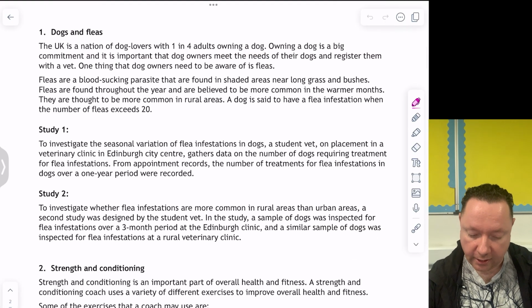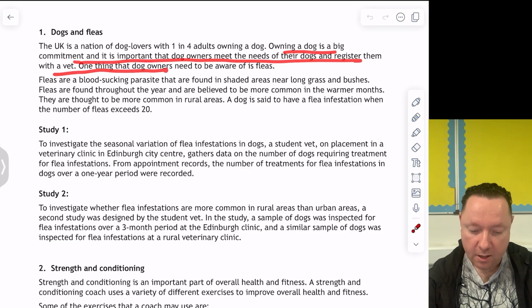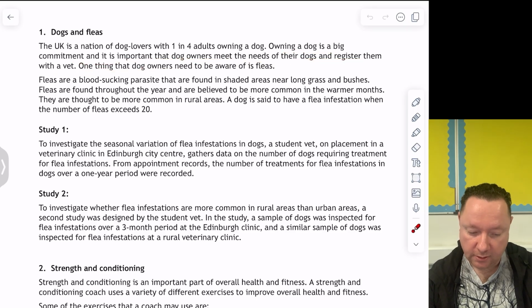The UK is a nation of dog lovers, with 1 in 4 adults owning a dog. Owning a dog is a big commitment. It's important that dog owners register them with a vet. One thing dog owners need to be aware of is fleas. Fleas are blood-sucking parasites. Fleas are found throughout the year and are believed to be more common in warmer months. They are thought to be more common in rural areas. A dog is said to have a flea infestation when it has more than 20.